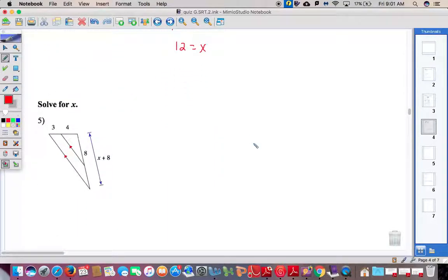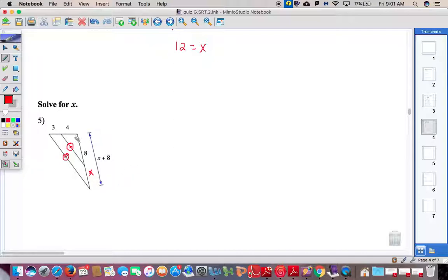Problem number 5 is using the triangle proportionality theorem. Okay, we're told that these two lines here are parallel because of this notation. So what we know is that these sides here are proportional to each other. Well, if this piece is 8 in total of the length is x plus 8, we can say that this piece here must be x, right? That's our unknown. We know it must be x.